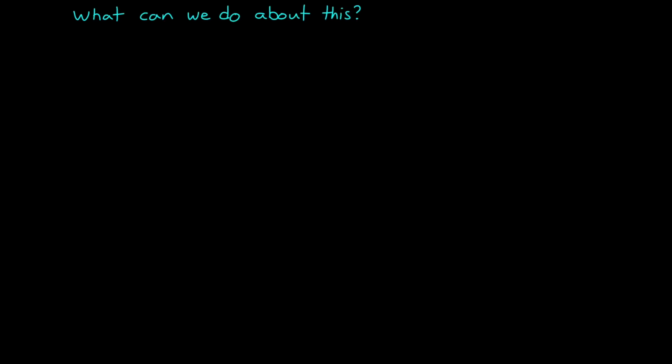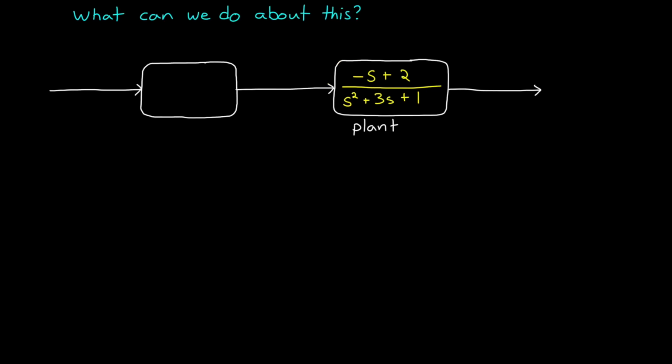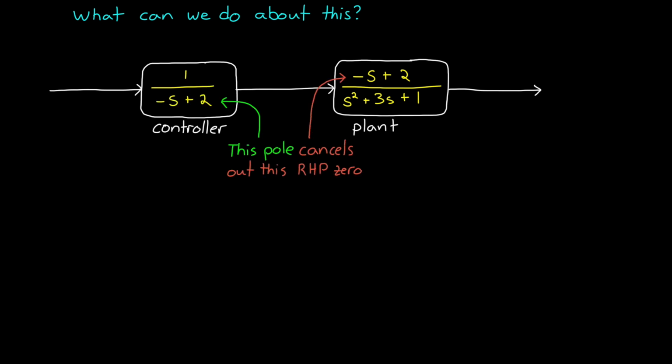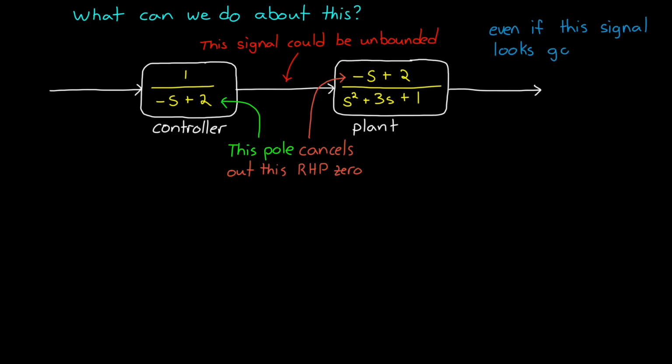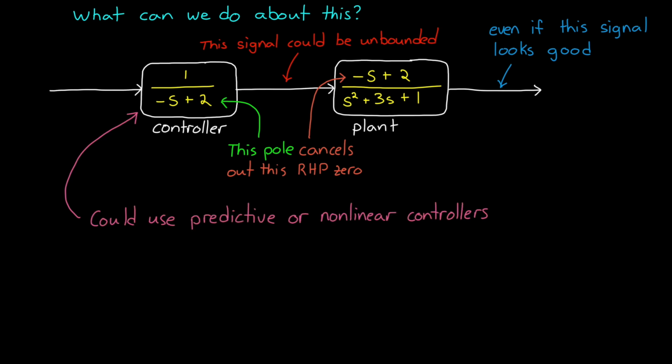So what can we do about this? Well, we may be tempted to try to cancel the right half plane zero in the dynamics by placing a right half plane pole directly over it with the controller. This is a bad idea though, because this creates an unstable controller, which could generate some unbounded controller commands, even if the whole system itself appears to be stable. We could also handle non-minimum phase systems with predictive controllers, or other nonlinear approaches.